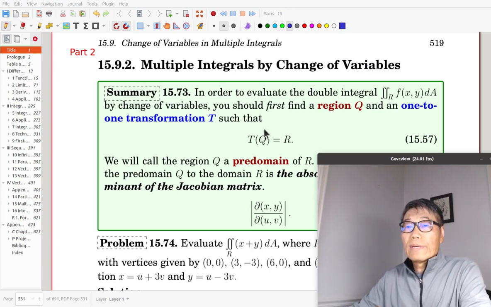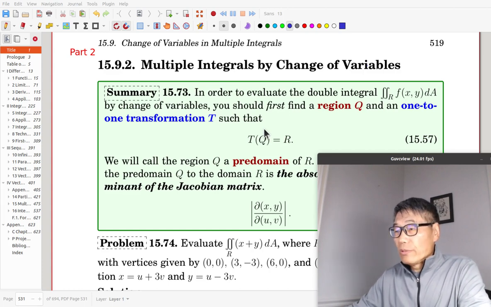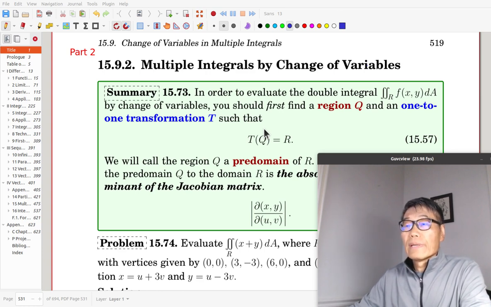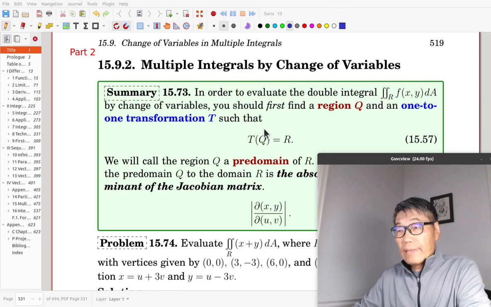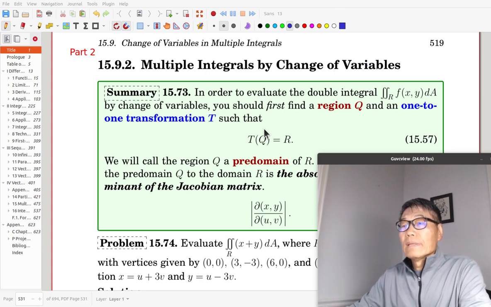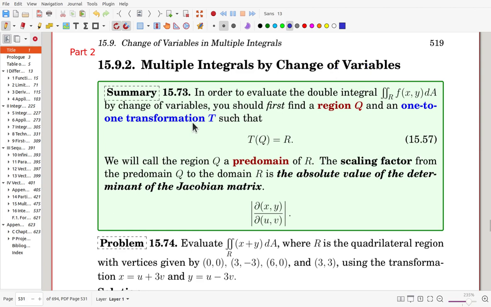It is part 2 of section 15.9. In the first part, we introduced the change of variables and considered the key idea. Here we summarize it. In order to evaluate the double integral over R by the change of variables, you should first find a region Q and a one-to-one transformation T such that the image of Q is R under the transformation.